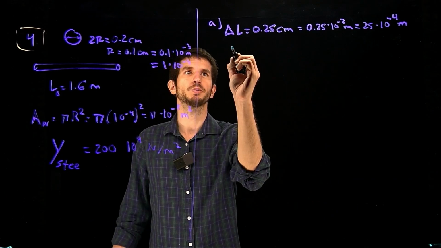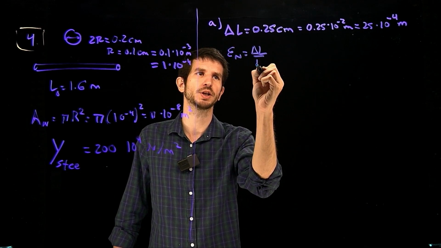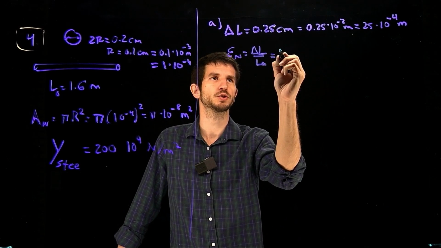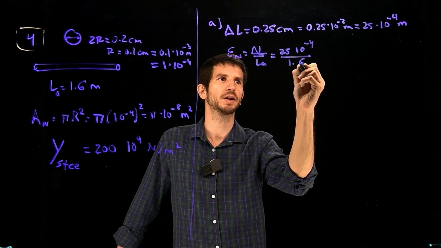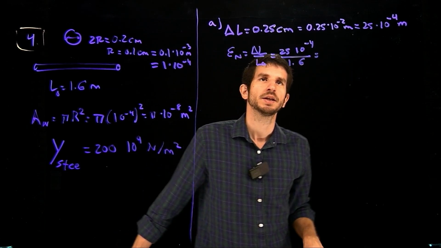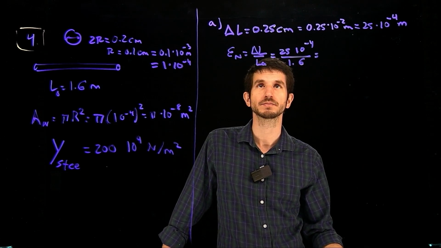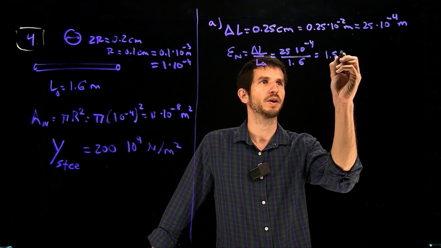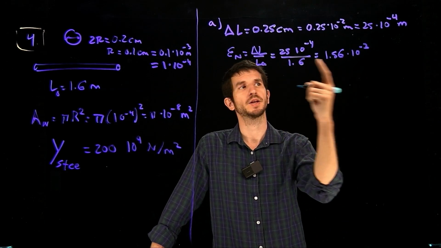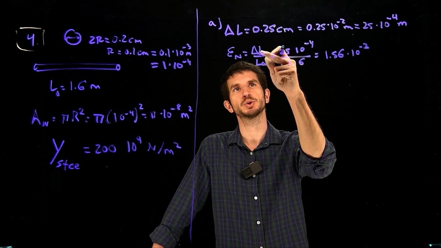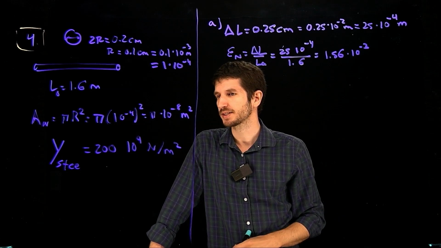So from here, the first thing that we can calculate is the strain, and the strain is defined as the change in length over the original length. The change in length is 25 times 10 to the minus 4, and that needs to be divided by 1.6. And that's going to be 1.56 times 10 to the minus 3. And what are the units of strain? Unitless, it's dimensionless, excuse me, because there's no dimension. This is length divided by length, so there's no dimension. So that's the answer for that.